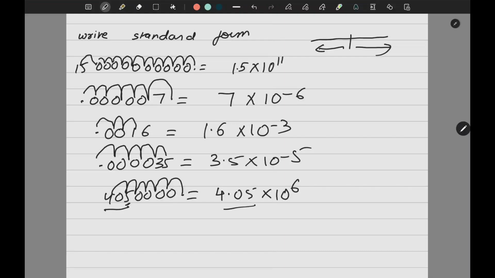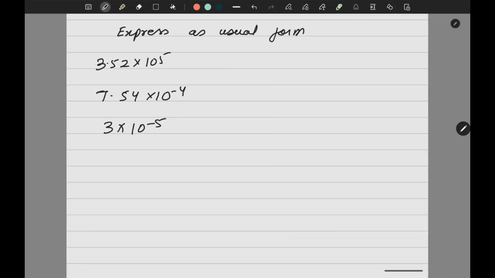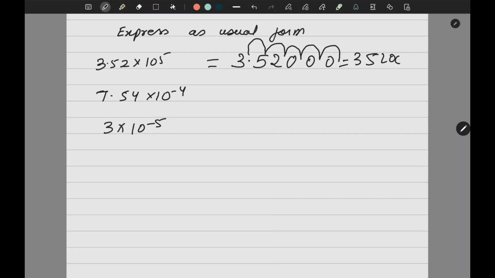So this is how to write the standard form. Now express as the usual form. Now it is positive 5, right? So how will I write this? 3.52 is there. Okay, 5 jumps I should do. 1, 2, 3, 4, 5. So 1, 2, 3 zeros I should put. So the answer will be 352123. So this is the answer.